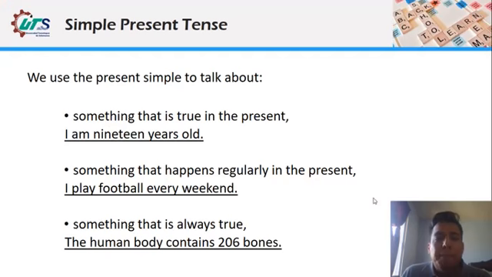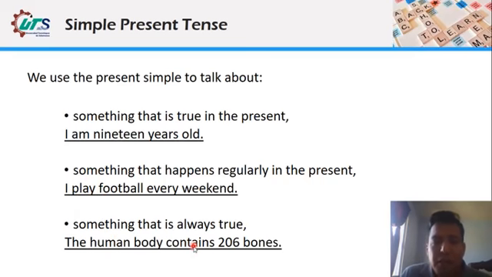Okay, let's start. We use the present simple to talk about something that is true in the present. For example, when you want to say your age: I am 19 years old. Or something that happens regularly in the present: I play football every weekend. Or something that is always true: the human body contains 206 bones. In these sentences we have the verb to be and other verbs like play and contain.